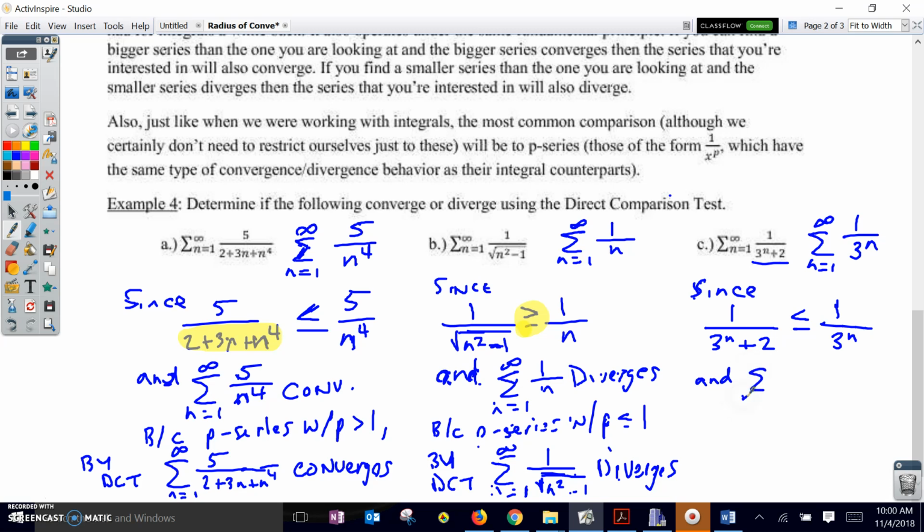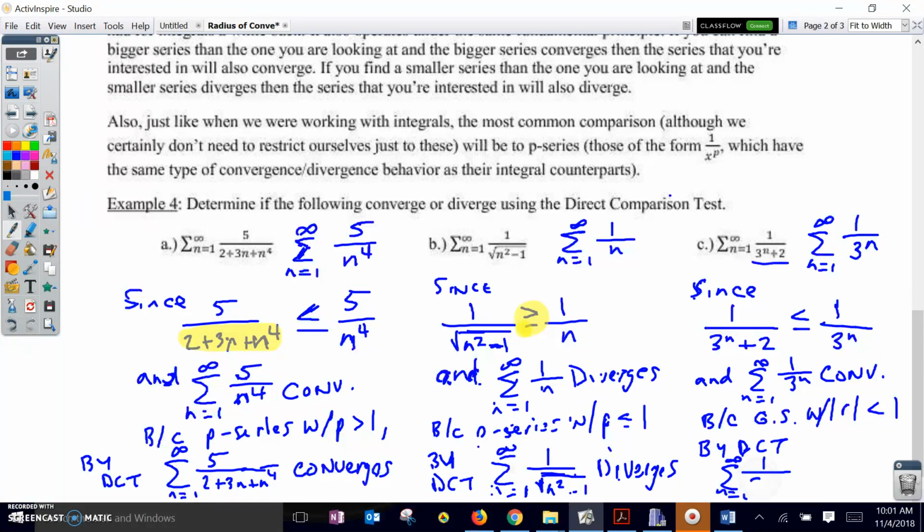and the sum from 1 to infinity of 1 over 3 to the n converges because it's a geometric series with absolute value of r less than 1. Then by the direct comparison test, we know that the sum from 1 to infinity of 1 over 3 to the n plus 2 converges. And that's how we use direct comparison.